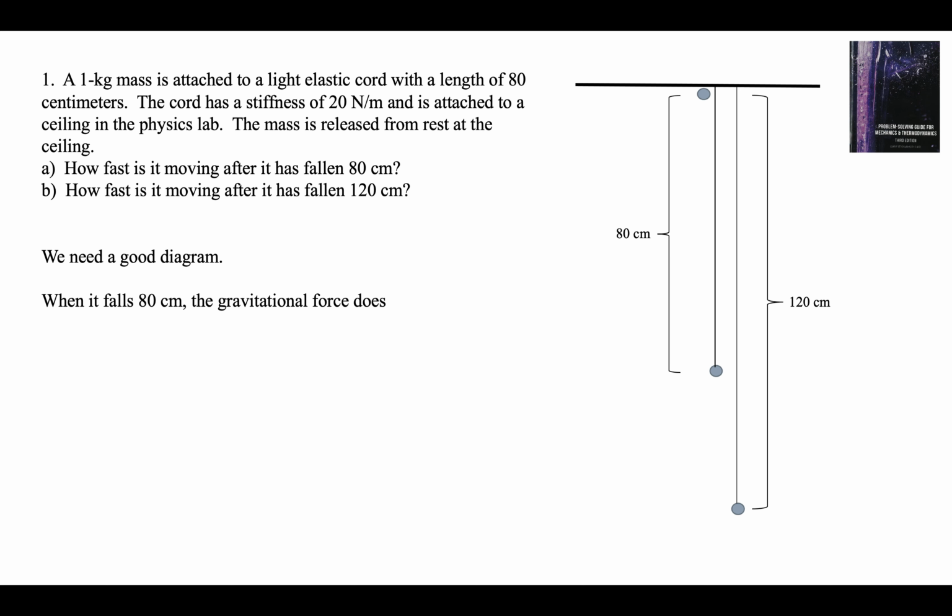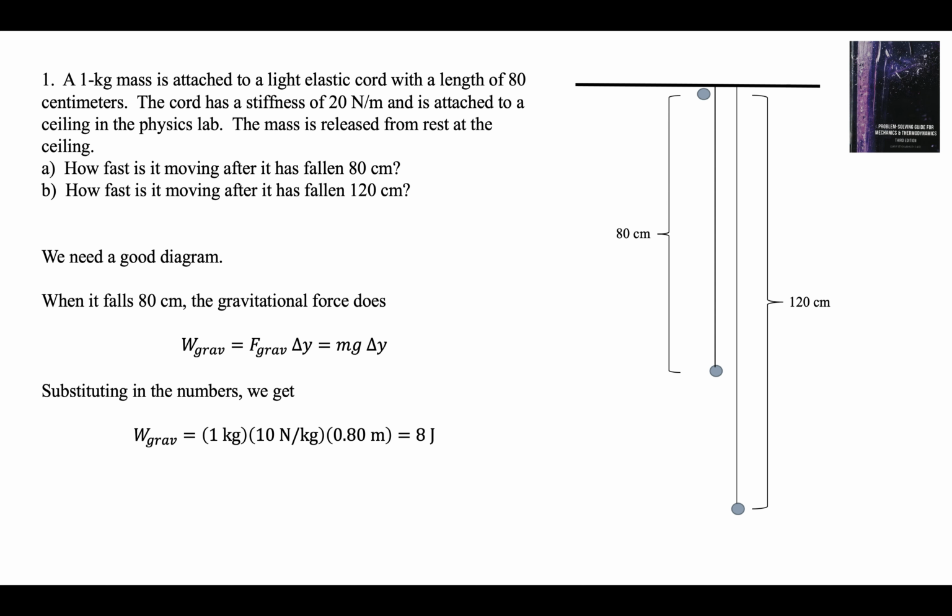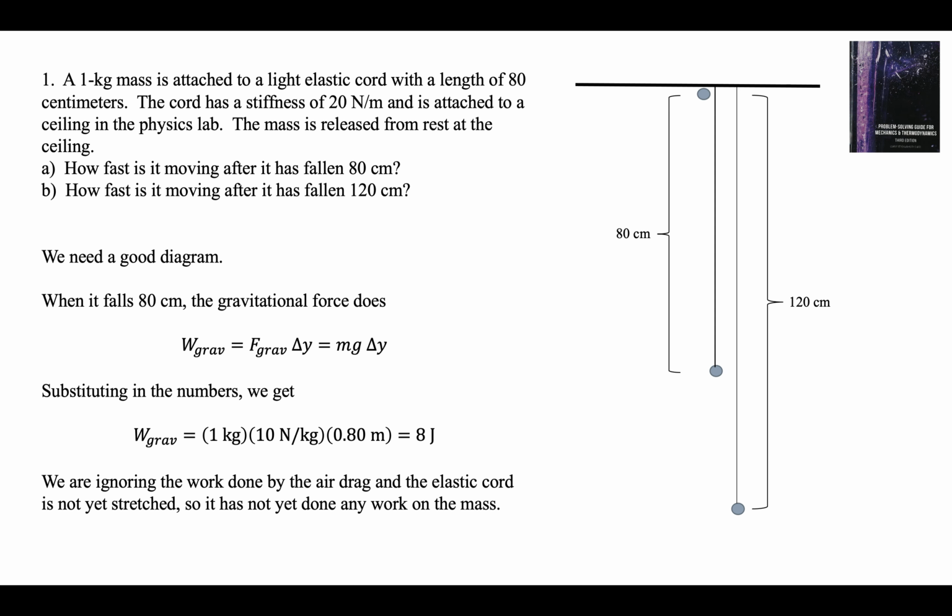So let's calculate the work done by the gravitational force on the mass after it falls 80 centimeters. The work done by gravity is the force of gravity times the distance moved in the direction of the gravitational force, which is downwards. Substituting in the numbers, the weight of the mass is 10 newtons, and 0.8 meters is the distance in meters. We get 8 joules for the work. That's the only force that does work on it. The cord is not stretched, and we're ignoring air drag. The total work done is 8 joules.